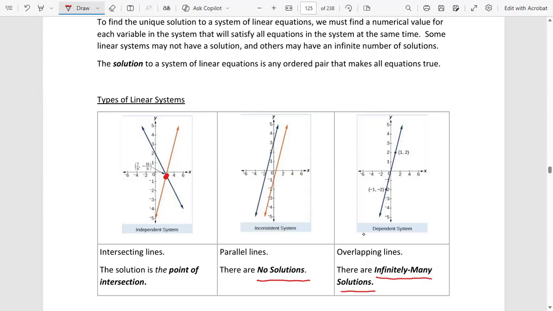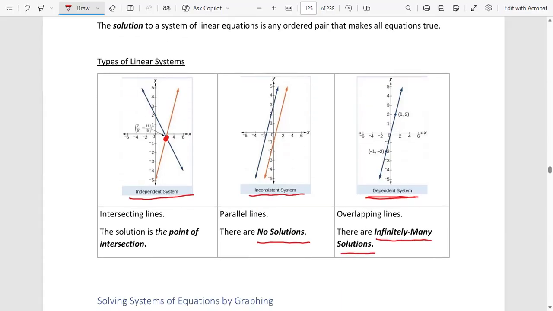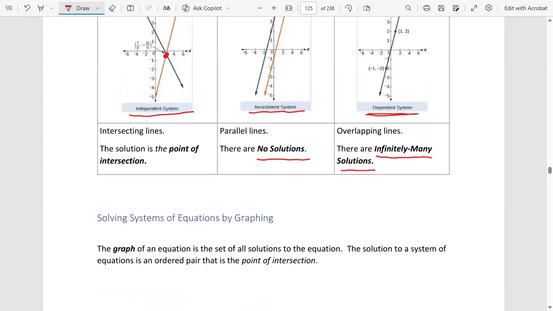A system that has overlapping lines is called a dependent system, but non-overlapping ones are called independent. If the lines are parallel, it is also called an inconsistent system. These are just names for dependent or independent, consistent or inconsistent systems. Now let's see how we can solve a system, how we can find a solution that works for both of the equations at the same time.